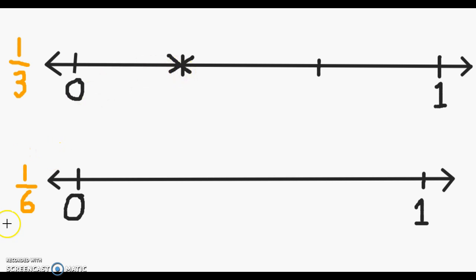Let's try again with this fraction, 1/6. The denominator is telling me I need 6 equal pieces to my number line. So I'm going to need to draw 5 lines, and I'm going to hope to get 6 equal pieces. So let's give it a try. 1, 2, 3, 4, 5. Let's check it out and see if we have 6 equal pieces. 1, 2, 3, 4, 5, 6. So we know that we want 1 out of those 6 pieces, and this is where we would locate 1/6 on our number line.